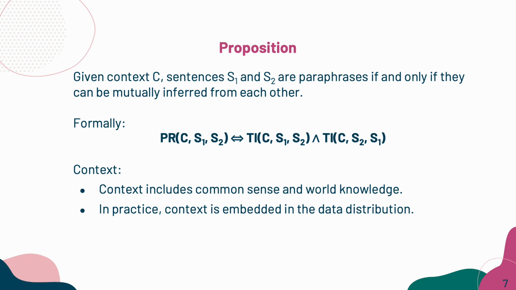Finally, we introduce our proposition here. Given context C, sentences S1 and S2 are paraphrases if and only if they can mutually infer each other. In practice, we consider context to include common sense and word knowledge. Also, when talking about real data, we assume context is embedded in the data distribution and also the agreement achieved by all the data annotators.